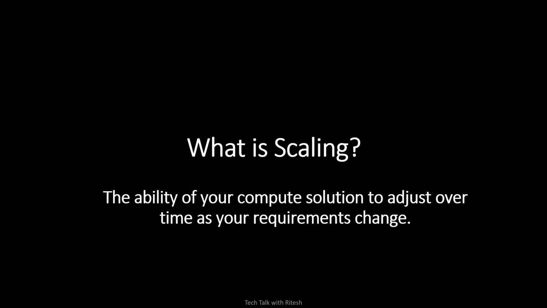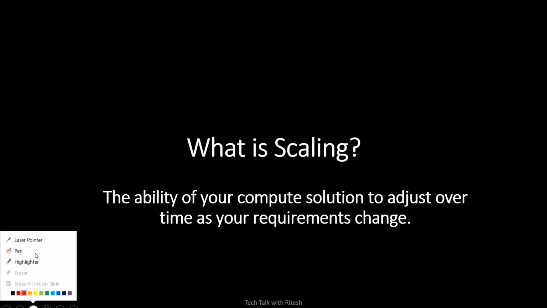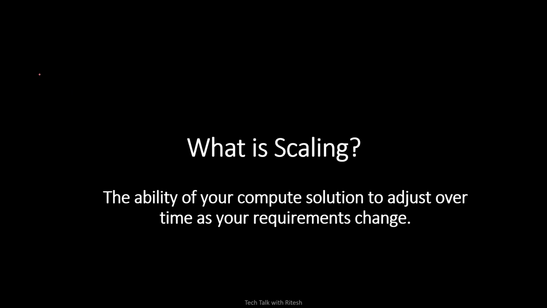Now with scaling, we also have two types of scaling. One is called horizontal scaling and one is called vertical scaling. Now let me explain it. These are the two types of scaling we have. Let's discuss what that means.